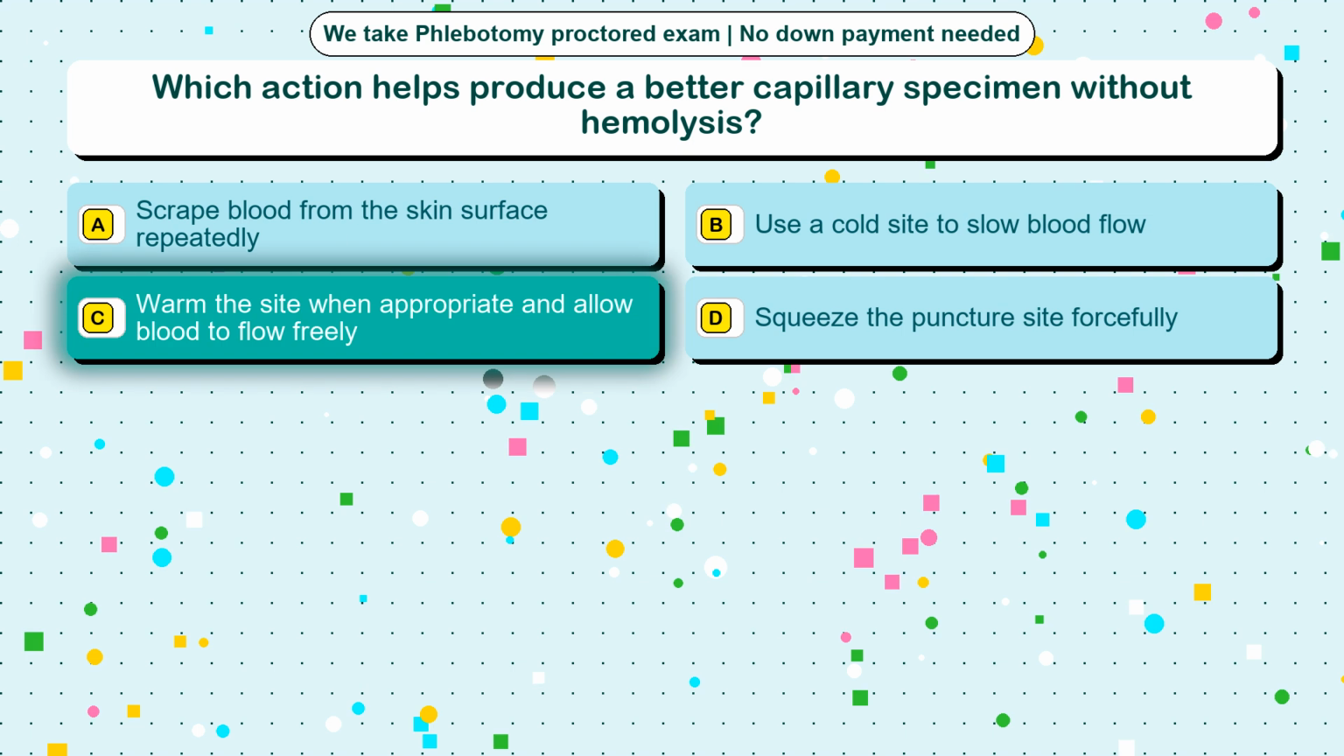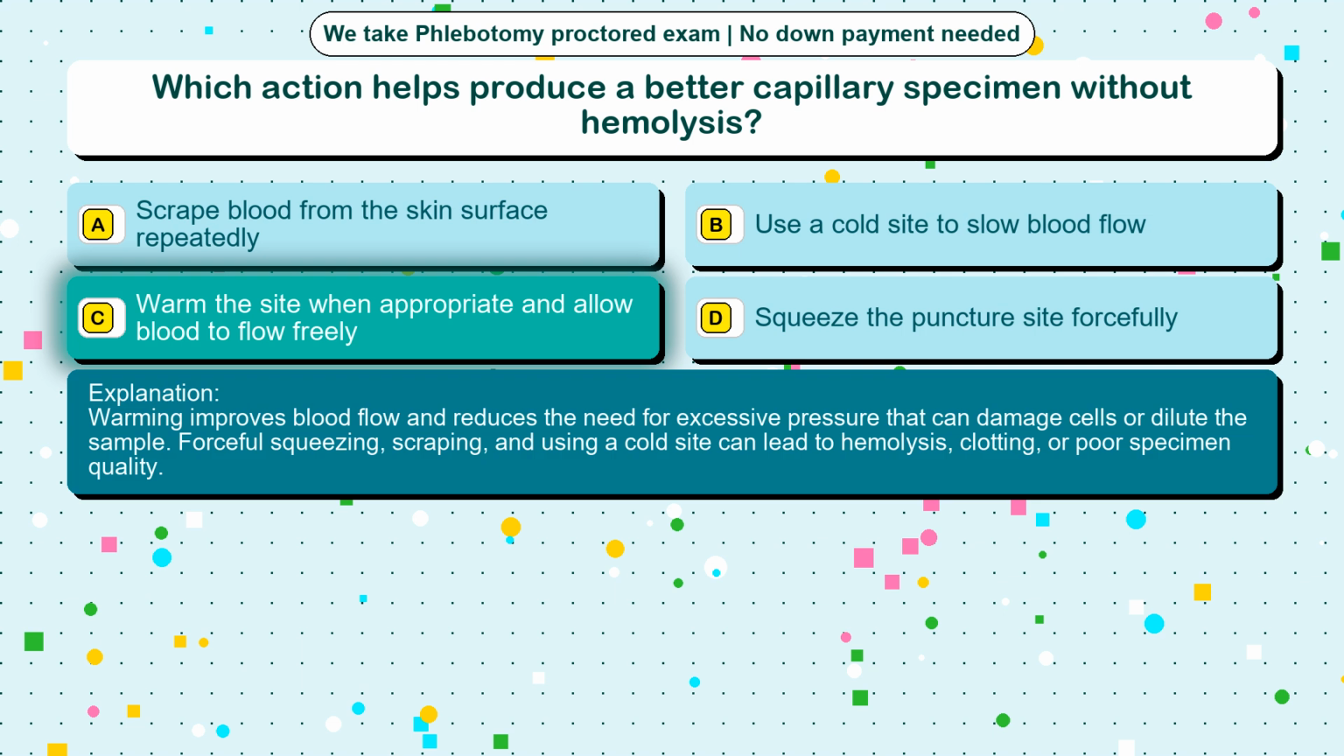The correct answer is option C. Warm the site when appropriate and allow blood to flow freely. Warming improves blood flow and reduces the need for excessive pressure that can damage cells or dilute the sample. Forceful squeezing, scraping, and using a cold site can lead to hemolysis, clotting, or poor specimen quality.